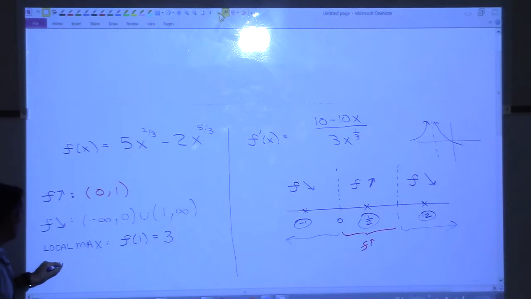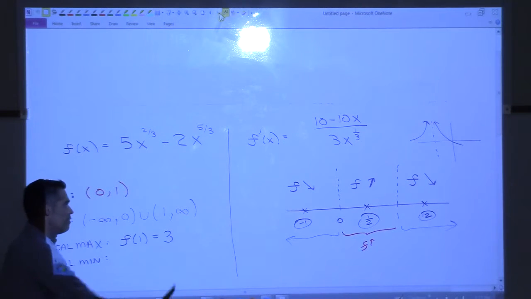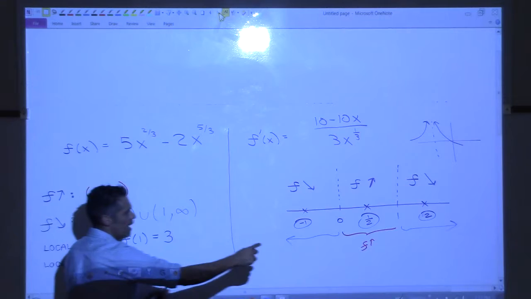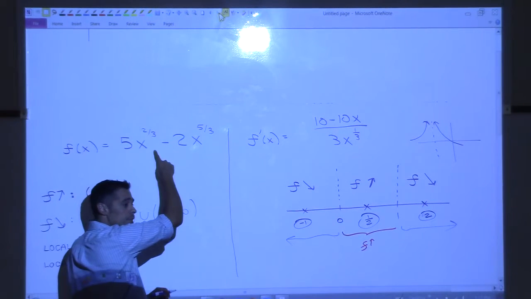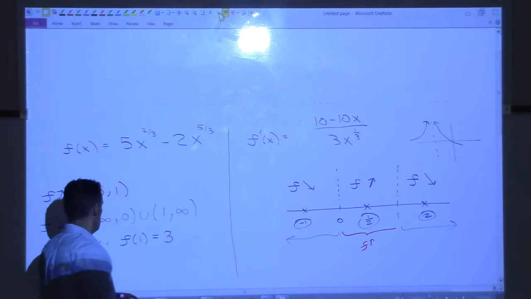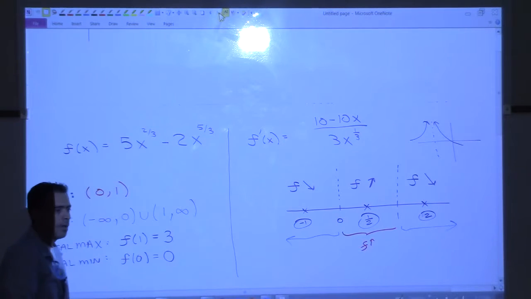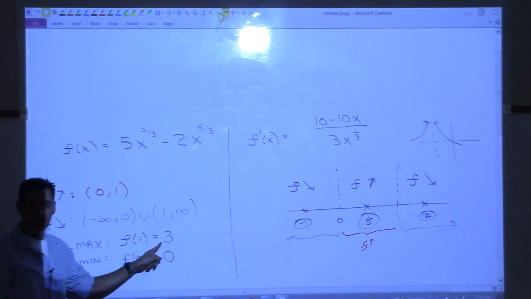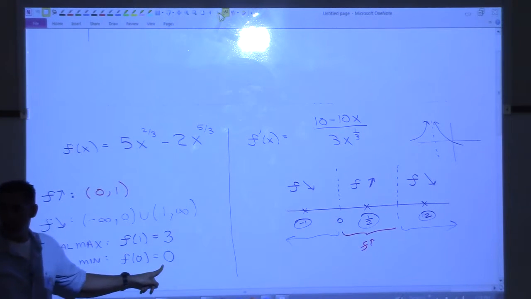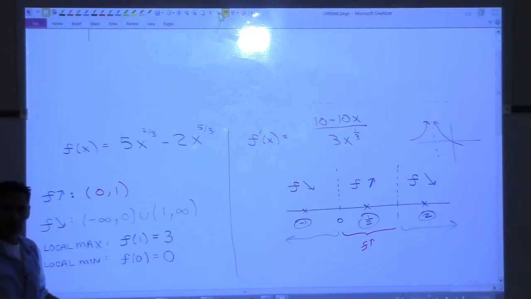How about local min? What are we looking for with local min? Down then up, right? Down then up. It happens at 0. And again, 0 is in the domain of the original function, so there should be a point there, no asymptotes. So f of 0 equals 0. Now, are we saying that the highest point on this graph is 3? Are we saying that the lowest point on the entire graph is 0? No, we're saying locally we're going to see a hill and a valley, right? A hill and a valley.